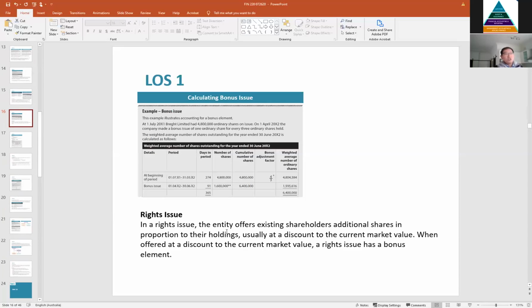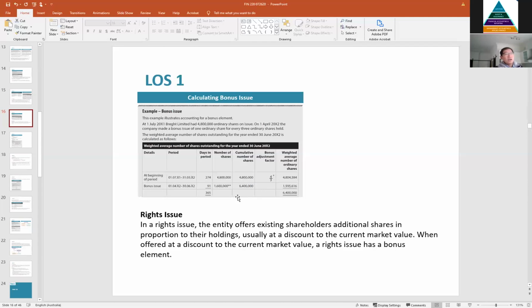So in a rights issue, existing shareholders have the opportunity to purchase new shares. Whereas the bonus issuance gives you a new share for free, the rights issue gives you the right to acquire additional shares, usually at a market discount. Just in the same way as we calculated the bonus issuance, we need to first work out what our adjustment factor is. So what is the rights issue adjustment factor?